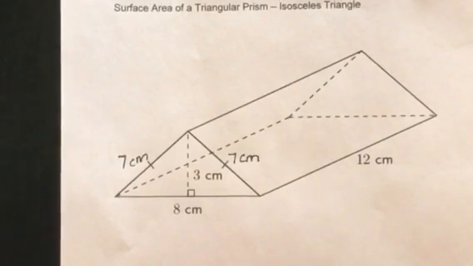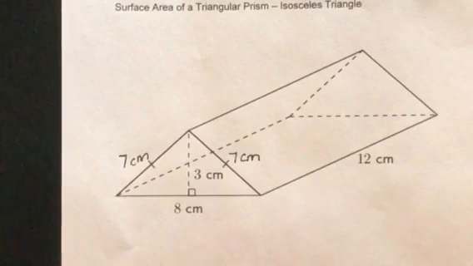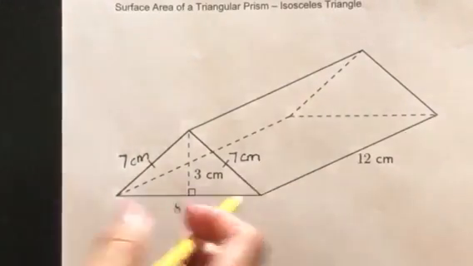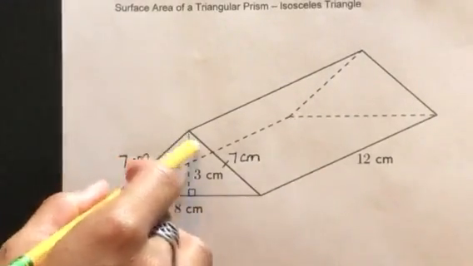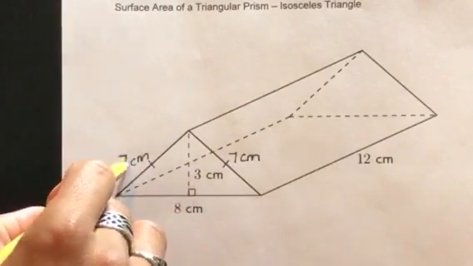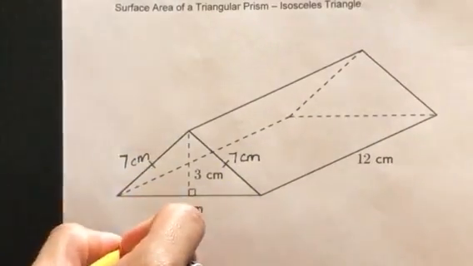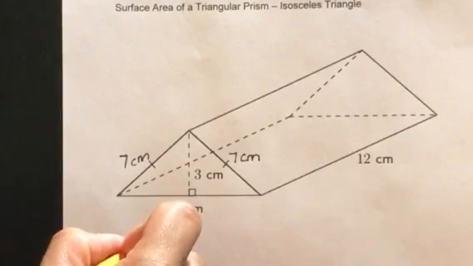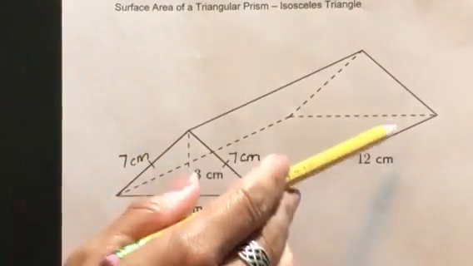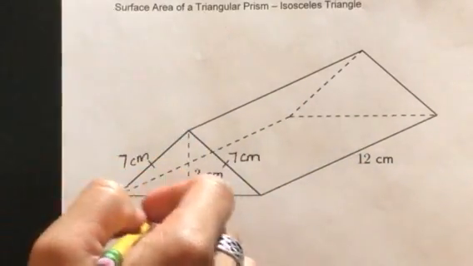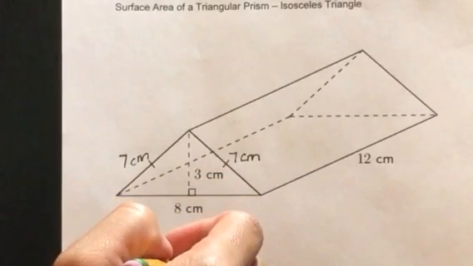Okay, today we are going to be solving the surface area of a triangular prism. Specifically, we're going to look at isosceles triangles. So remember, an isosceles triangle means that it has two equal sides, which you can see are 7 and 7, and then a base that is 8 centimeters. So remember also that surface area is the area of all the faces of the prism.